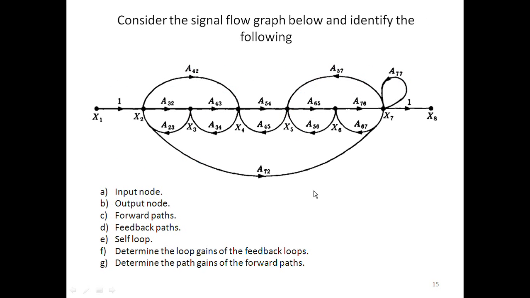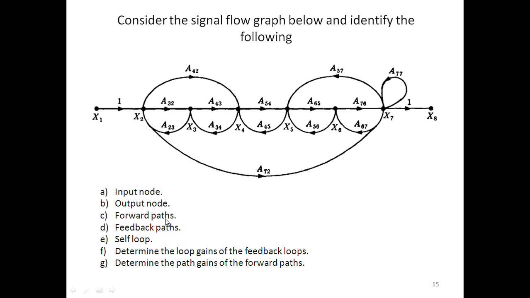Next, this is one more example and this is a bit complicated. So please go through it properly. If there are any doubts, please mail me on my email ID. So first, input node we can easily get, x1, output node is nothing but x8.